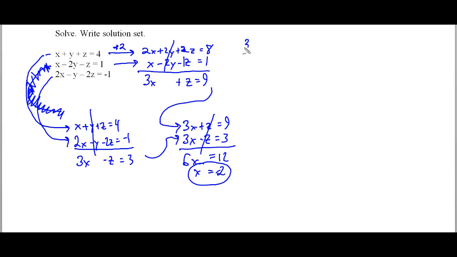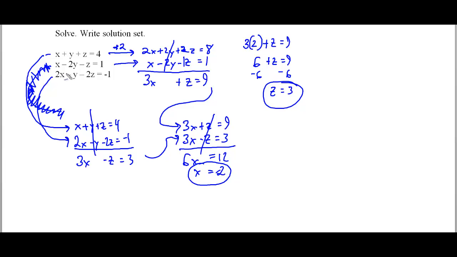So now I have 3 times 2 plus z equals 9. That's going to make 6 plus z equal to 9, and subtract 6 from both sides. z is equal to 3. Well, that's pretty nice. I got x equals 2 and z equals 3. And now what I'm going to do is plug any of these numbers, the z and the x, back into one of my 3 original equations to figure out what my answer is there.